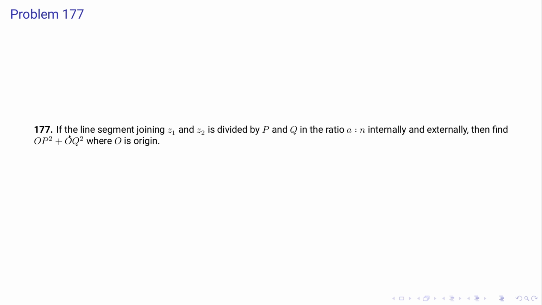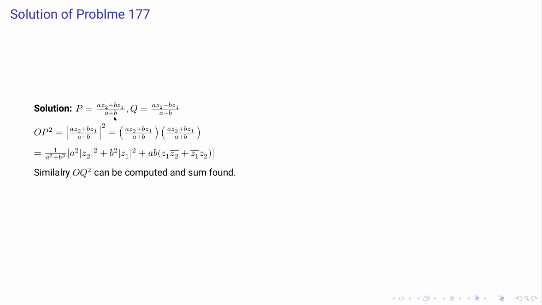Problem 177 says that if the line segment joining Z1 and Z2 is divided by P and Q in the ratio A is to B, this should be B, not N, internally and externally, then find OP square plus OQ square, where O is origin. So P would be (AZ2 plus BZ1) by (A plus B). Q would be (AZ2 minus BZ1) by (A minus B). This comes from the section formula.